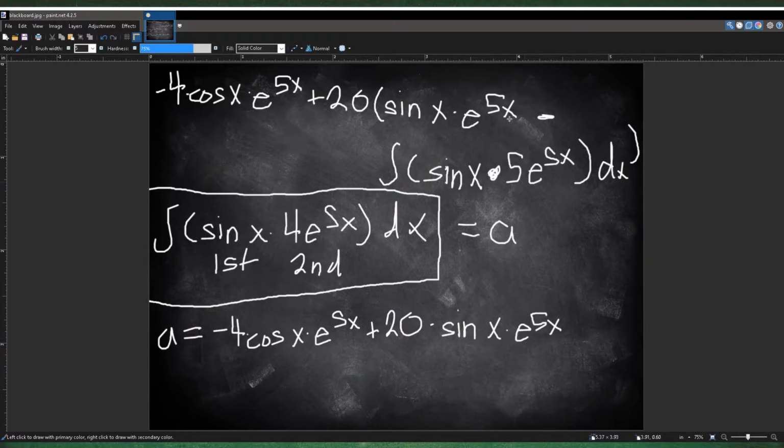5x, okay. And then minus the integral of sine of x times 5e to 5x dx. So what we have to do is, actually no, we're not going to move the 5. You see how the pattern goes here? This is sine x times 4e to 5x. This is sine of x times 5e to 5x. The only difference is that this 5 is supposed to be a 4.